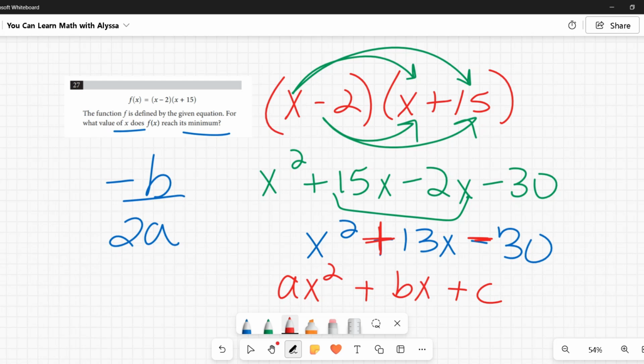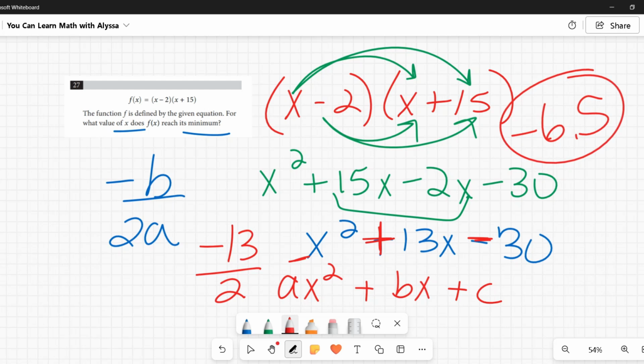So here, negative b over 2a, the opposite of b over 2a. B is a positive 13, so the opposite of that would be negative 13. My a here is an invisible 1, so 2 times a is 2. And that's it. X is negative 13 halves. And you absolutely can put that in a decimal format, so it would be negative 6.5. Those are the two ways you can write it.